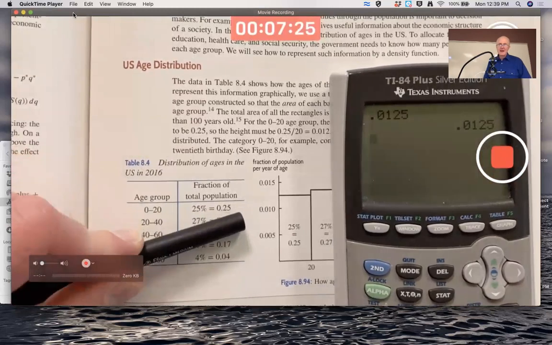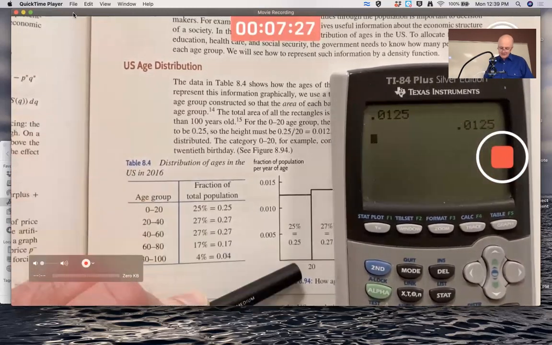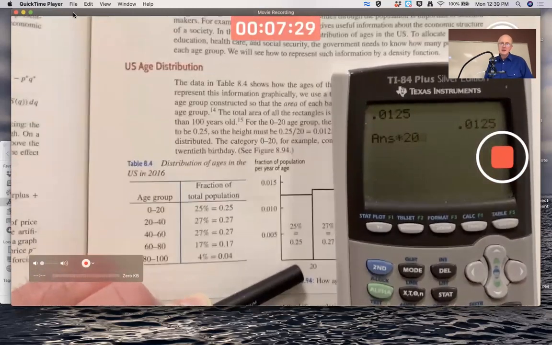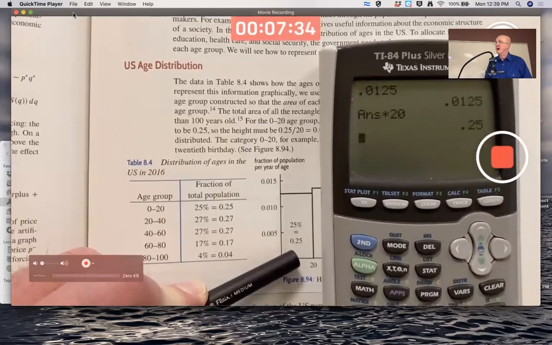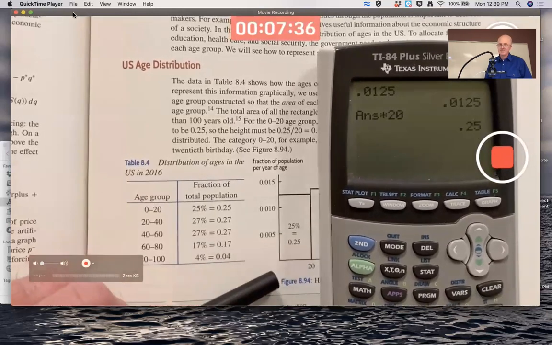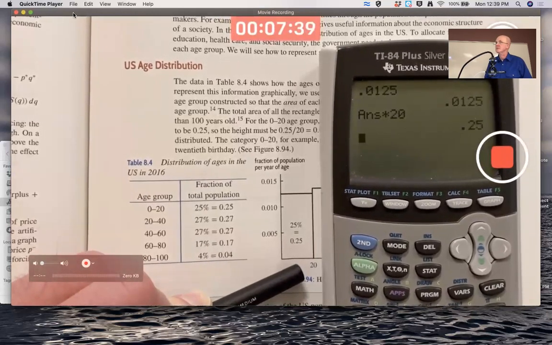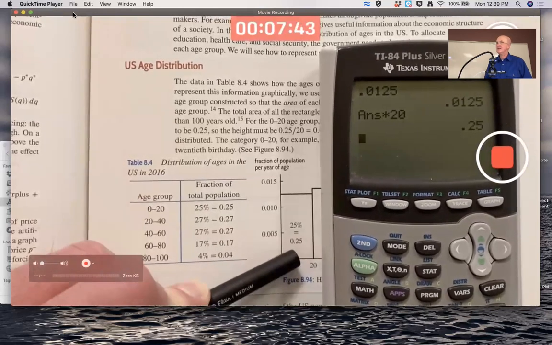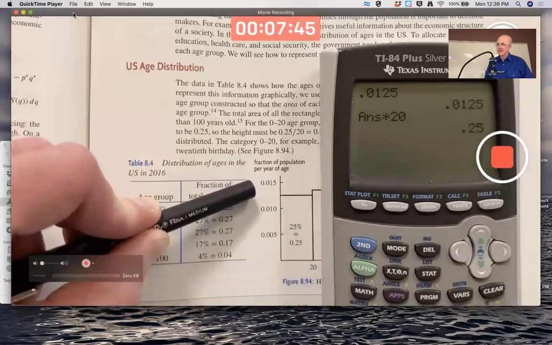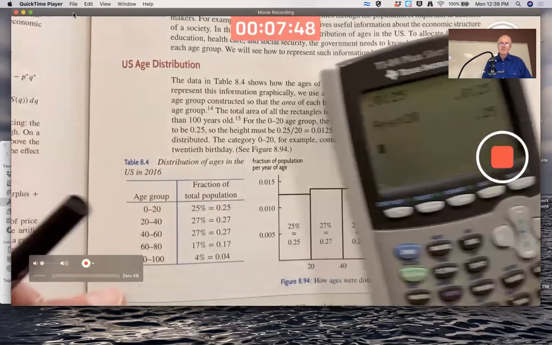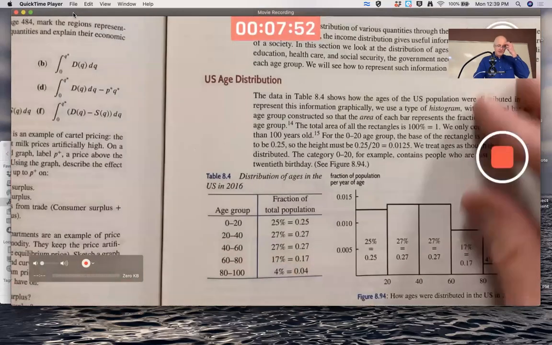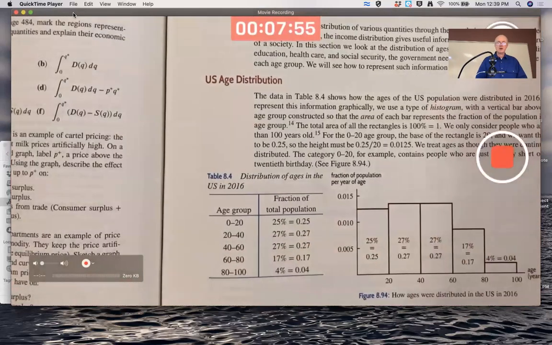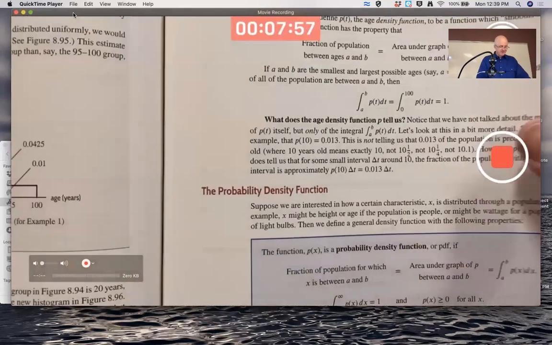And if you do multiply that height, 0.0125, times the base here, times 20, you do get the area, 0.25, representing 25% of the population is between 0 and 20 years old. Okay? So the area gives you the percentage, which means the labels on the vertical axis are a little strange. That's only one way to group the people, though, right? You could group the people instead of 20-year increments, you could do 10-year increments. And on the next page, they do that.